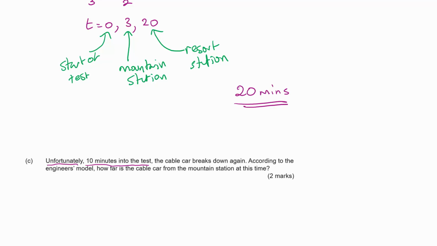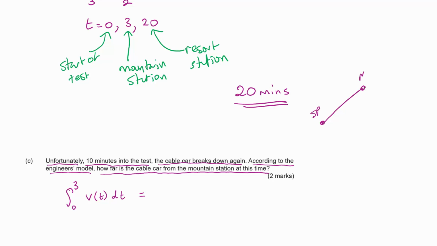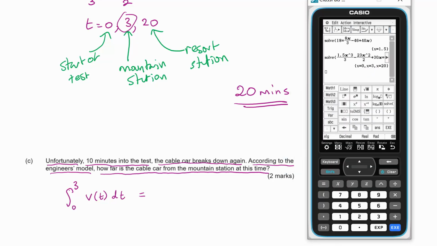Unfortunately, 10 minutes into the test, the cable car breaks down again. According to the engineer's model, how far is the cable car from the mountain station at this time? Okay, so if I do the integral from 0 to 3 of the velocity, that will give me the distance from the start point up to the mountain station. We know that it stops here at t equals 3. So let's do that. And once again, that is a class pad.